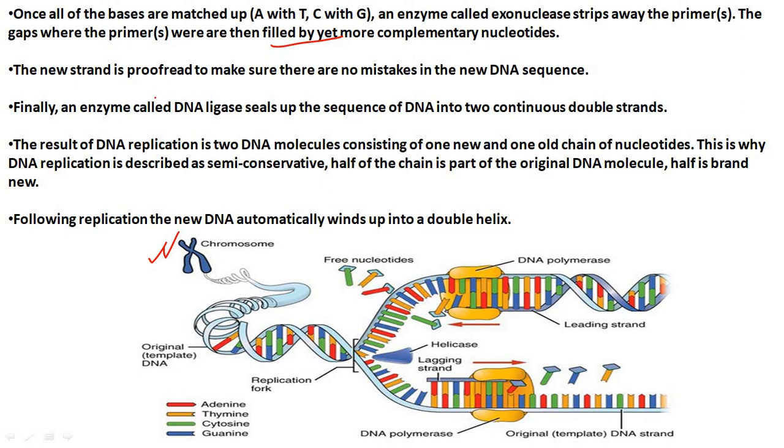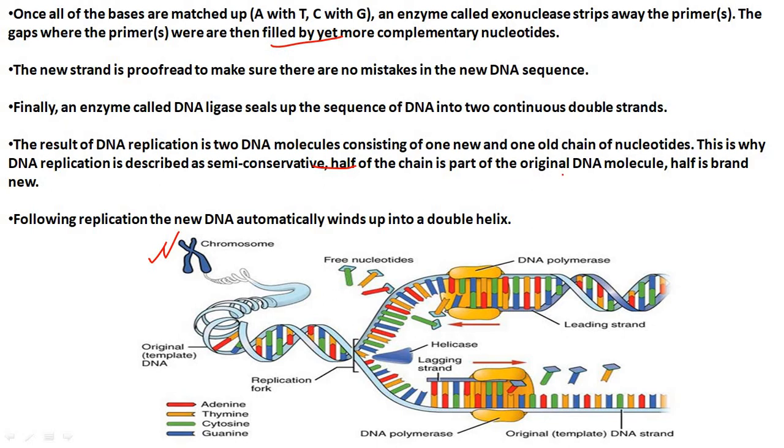And the new strand is proofread, to check or correct, to make sure there are no mistakes in the DNA sequence. Finally, what happens? An enzyme called the DNA ligase joins the sequence of the DNA into two continuous double strands, and the result of the DNA replication is two DNA molecules consisting of one new and one old chain of the nucleotides. This is why DNA replication is described as semi-conservative.